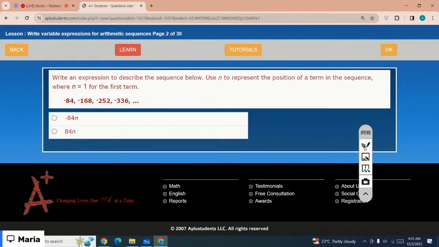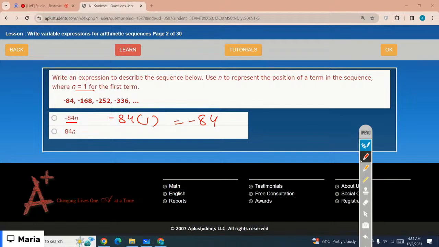You can just check for the first one. Negative 84 times n. Replace n with 1. So negative 84 times 1 is negative 84, right? Replace n with 2. So negative 84 times 2 is negative 168. So that means the correct option is option number 1, that is negative 84n, right? The correct option is option number 1.